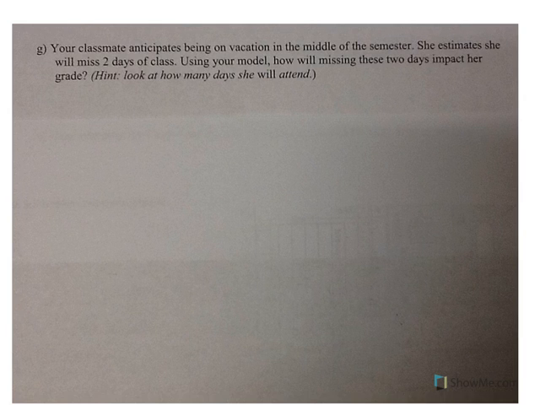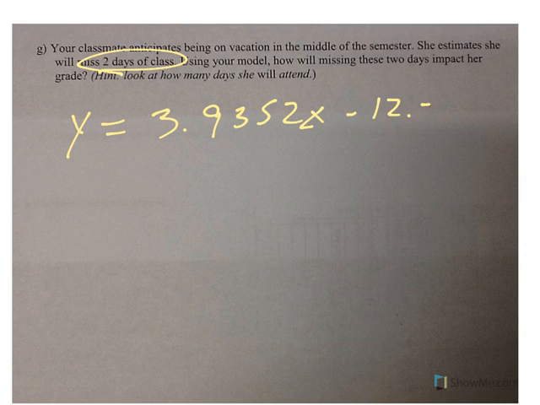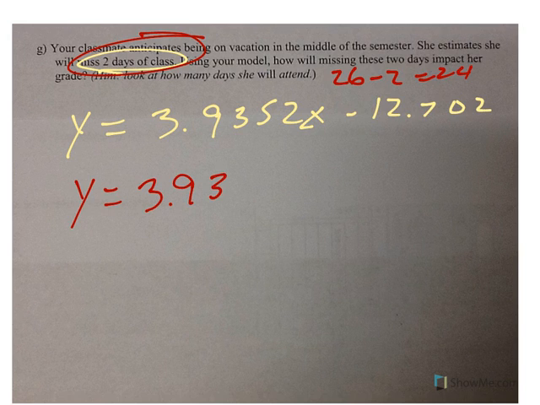Your classmate anticipates being on vacation in the middle of the semester. She's going to miss 2 days. So we're going to use our model to figure out how it's going to impact her grade. Well, we have the model, 3.9352x minus 12.702. Now, if she misses 2 days, remember, 26 was the max you could be. She's going to be there for 24 days. Remember, x represents the number of days you actually attend. So we are going to assume that she attends all other class periods.